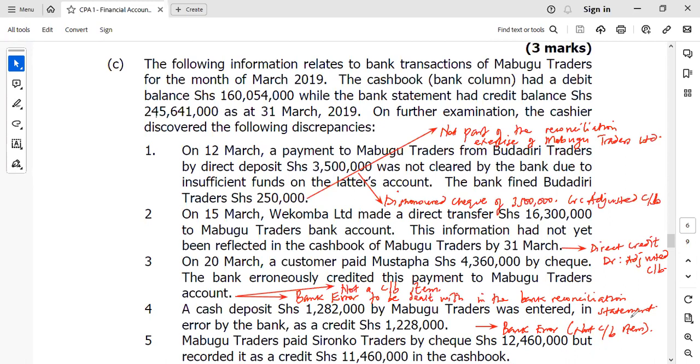Then Mabugu Traders paid Sironko Traders by check shillings 12,460,000, but recorded it as a credit of shillings 11,460,000 in the cash book. Now this is a cash book error. The error was made in the cash book. So we need to know how to deal with this. Just a small note here.